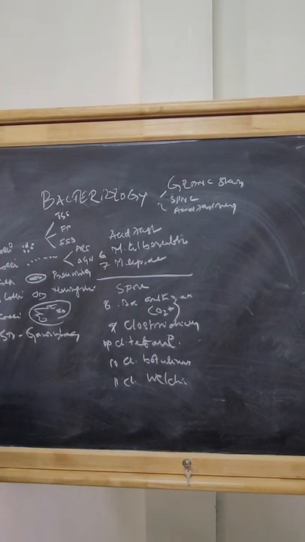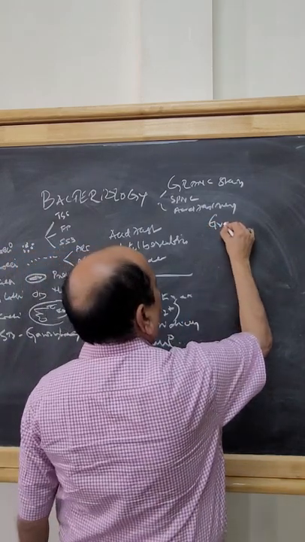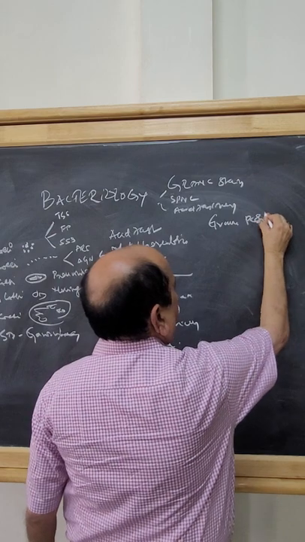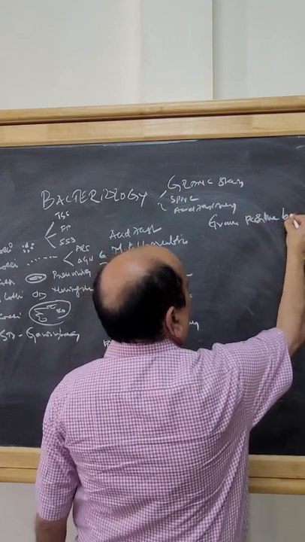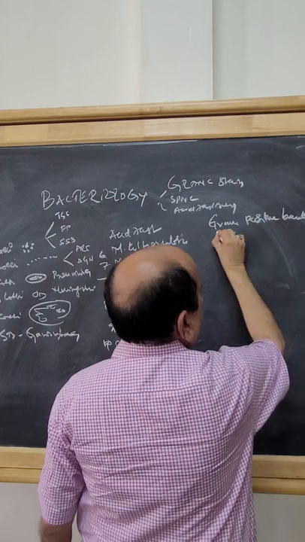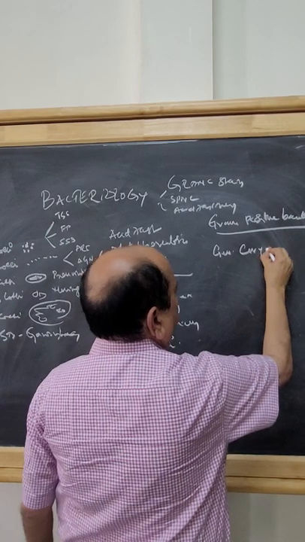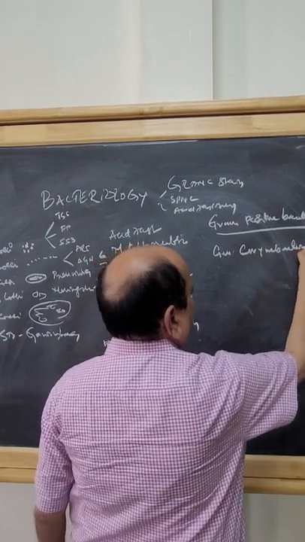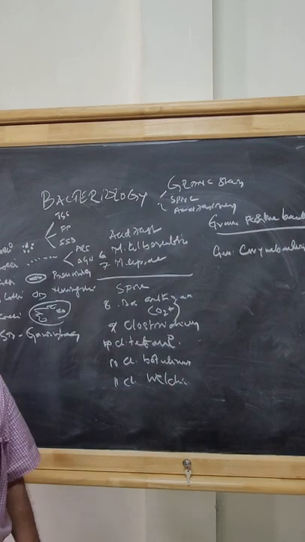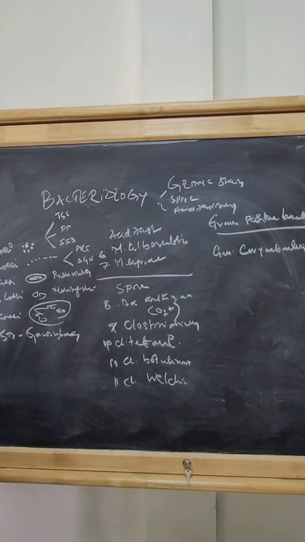Now coming to the gram-positive bacilli. First one is genus Corynebacterium. This morning only I told you, it is club-like, clubbed. That's why it is called Corynebacterium. It causes diphtheria, with a leathery membrane in the throat.